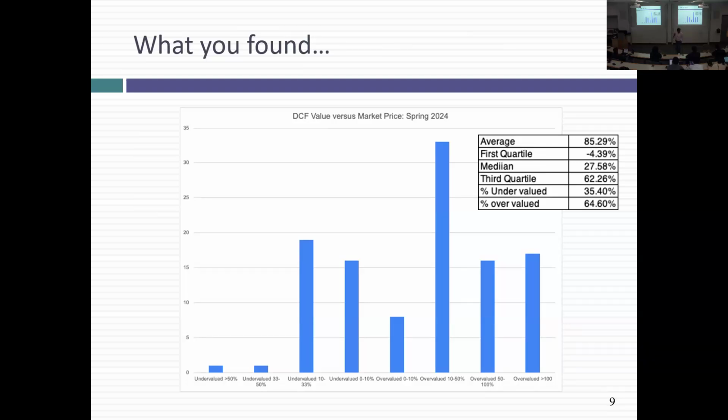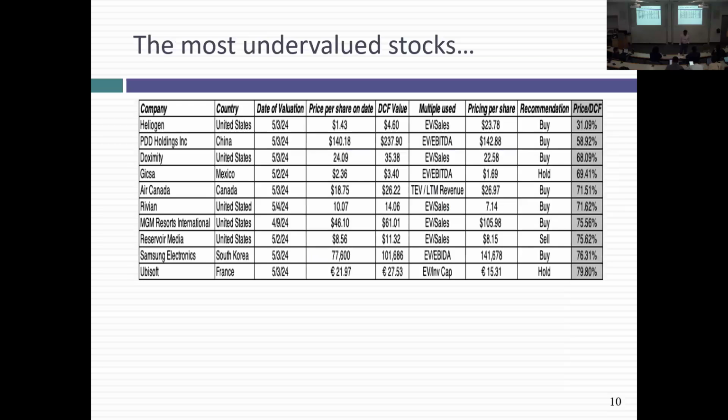The average is going to get put. Let's focus on the median. The median company was overvalued by about 28%. That's a pretty high overvaluation if I look across time. So clearly you found more companies overvalued than undervalued. About 65% of your companies were overvalued. About 35% were undervalued. So with that lead in, let's look at the cheapest companies according to you.